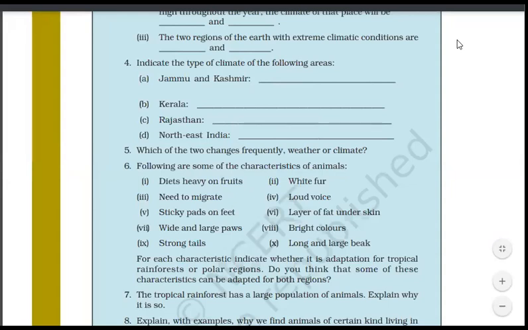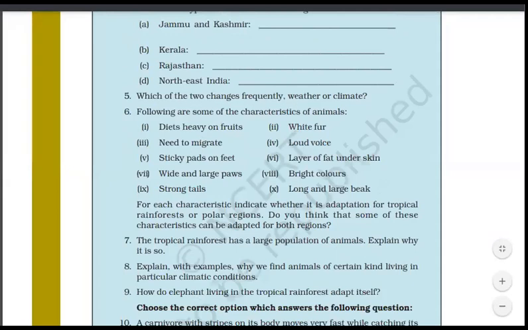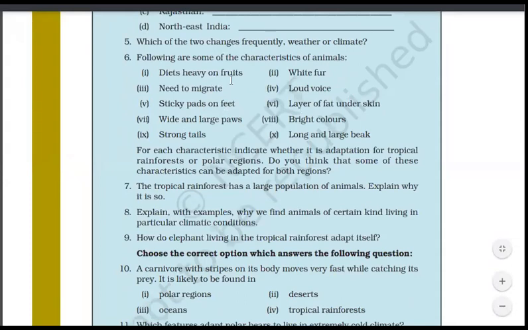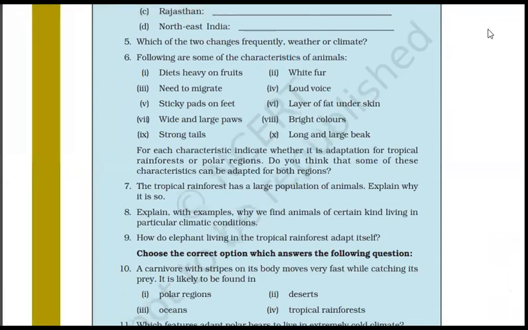Okay, very good. Now, fifth one, which of the two changes frequently, weather or climate? Tell me. Weather, yes, weather changes frequently, very good. Now, sixth one. Diets heavy on fruits, characteristics of animals. So you have to tell which is the characteristic of tropical animals and which is the characteristic of polar animals. Diet heavy on fruits, tropical or polar? Tropical, very good. Need to migrate? Polar, yes, polar.